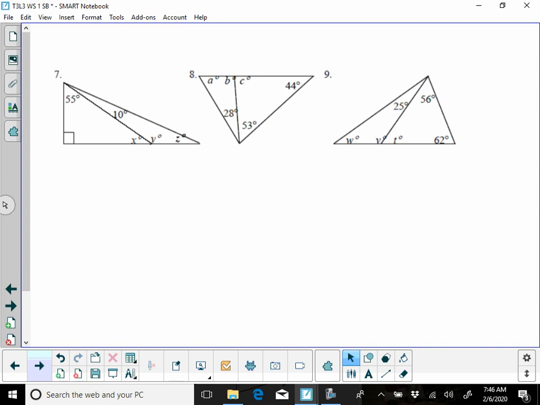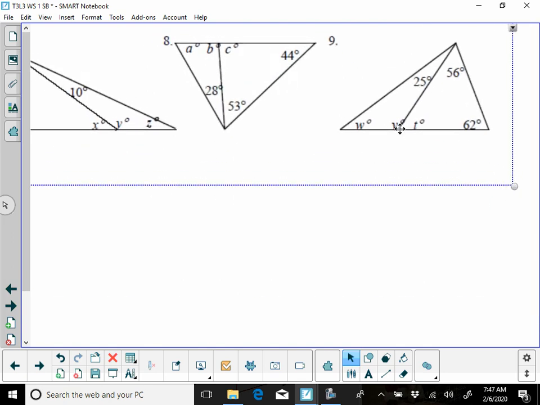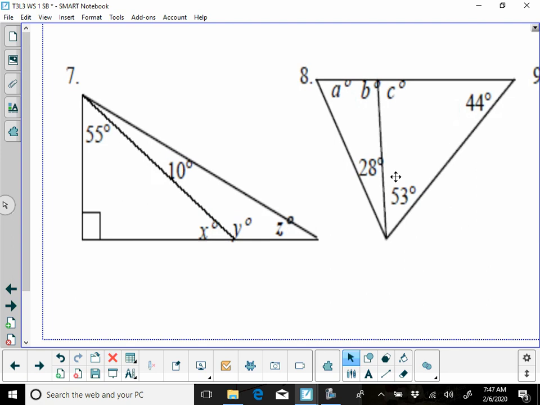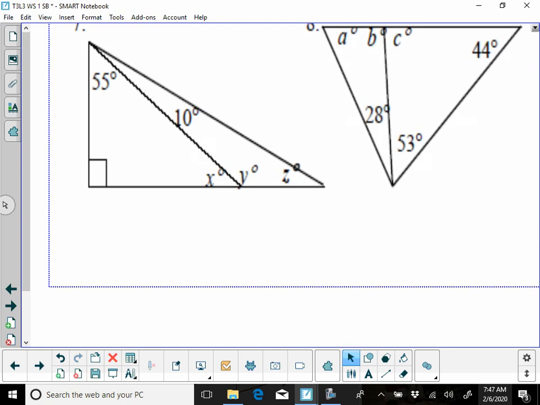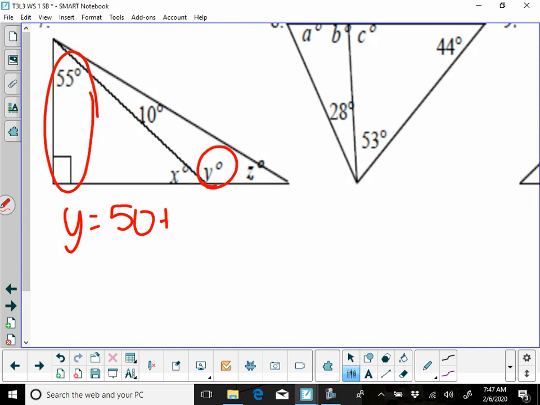So let's jump to number 7, and let's look here at all that you're given. Let me see if I can make this a little bigger. I want to be able to just look at number 7. So there's kind of a bigger version of 7 for you. First of all, I can find y right here because I know it's going to be the sum of these two angles. So y is going to equal 50 plus 90.